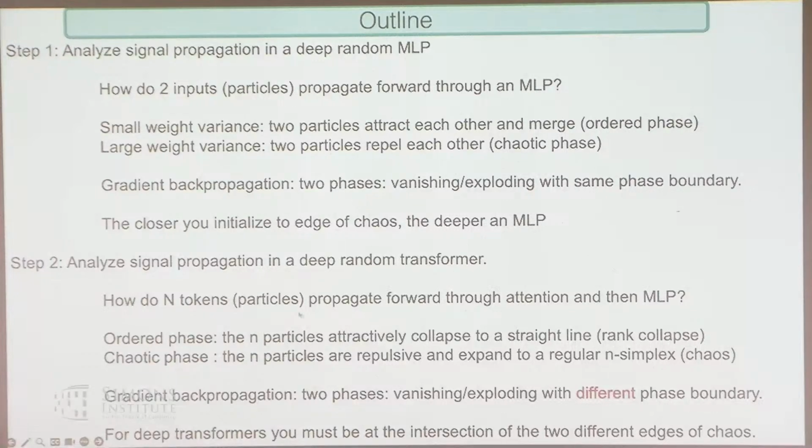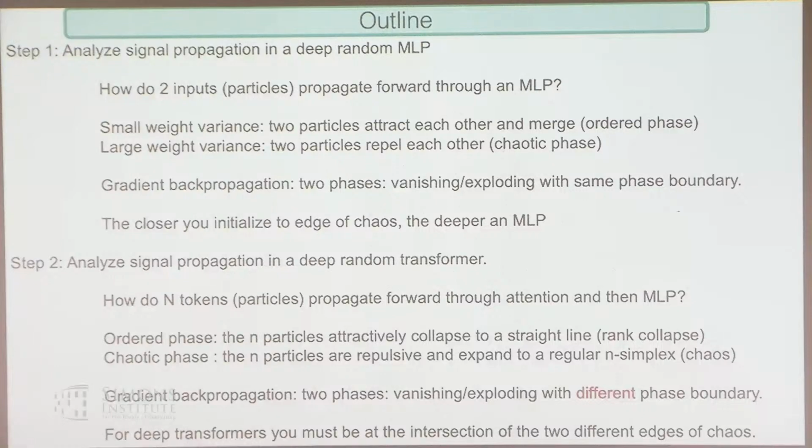With this as background, the recent work is conceptually similar, just mathematically more complicated because you have to deal with attention. So here we ask, how do n tokens or particles propagate forward through attention and the MLP? And we find, again, an ordered and chaotic phase for the forward propagation, where now the n particles collapse to a straight line. That's called rank collapse, which has been observed experimentally. And then we also have a chaotic phase where the n particles are repulsive, and they actually expand until they become the vertices of a regular n simplex.